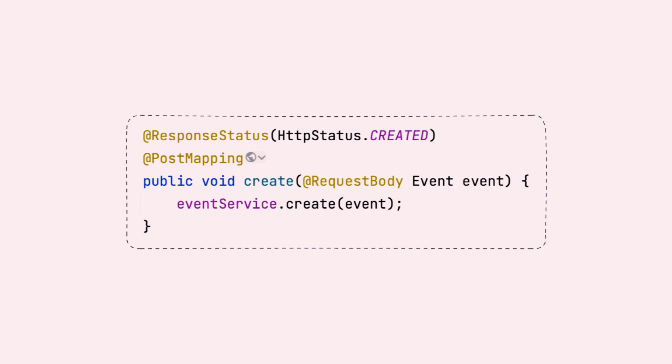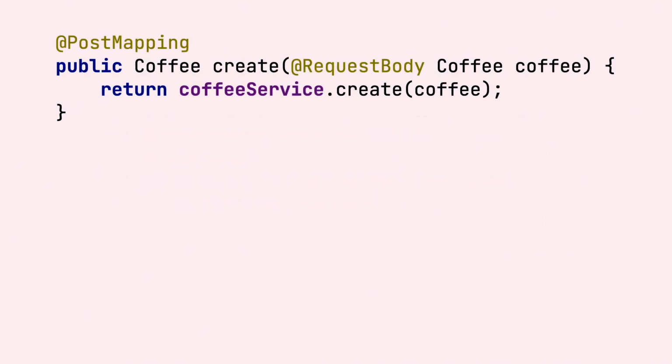So what does that look like? Here we have this create method where we're taking in an event. I think this should be a coffee, but we'll see in a second. I'm taking in some form of data that I need to use to create a new thing, a new resource in the system. Yeah, I thought this was coffee. So again, just a coffee that's coming in. We're going to delegate to the coffee service to create it.